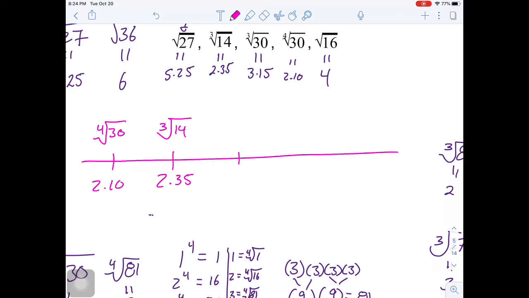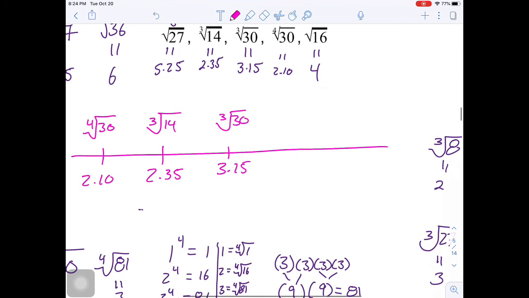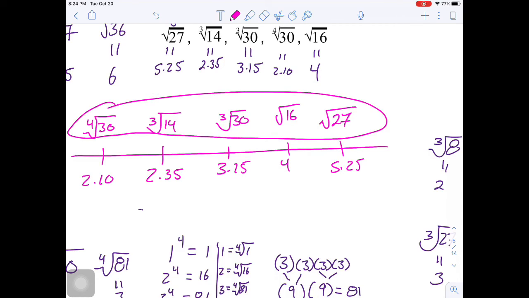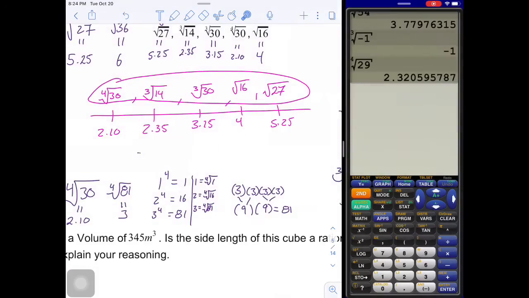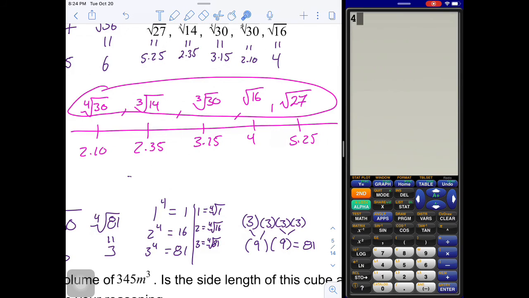Then we would jump to 3.15, which would be the cube root of 30, sorry. Then we'll jump to root 16, which of course is perfectly 4, and then 5.25, which is square root 27. So there we have listed from ascending order. Let's see how close we were. I'm kind of interested to see how close we were with these two, okay? And as long as they're in the proper order, that's sort of what we're looking for, but let's see how close we were. So the 4th root of, oh, I pressed the wrong one.